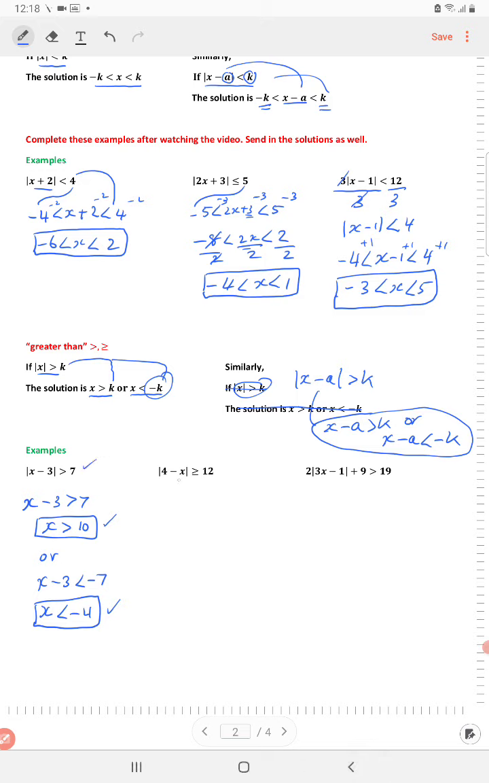In this case, again, so 4 minus x is greater than or equal to 12. So minus x greater than or equal to, move the 4, 12 minus 4 is 8. You can divide by minus 1, so to get rid of the negative sign here.